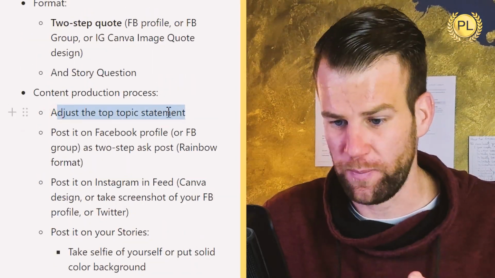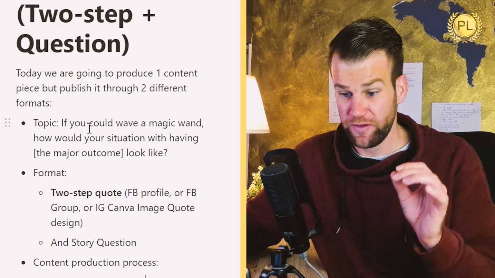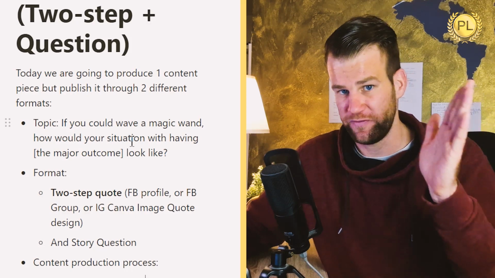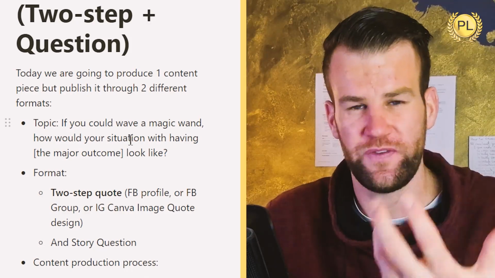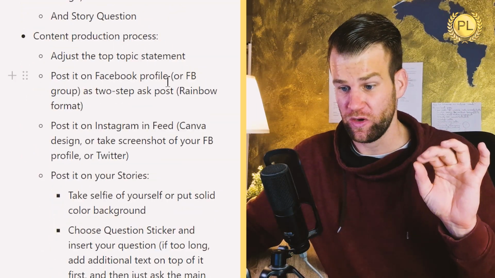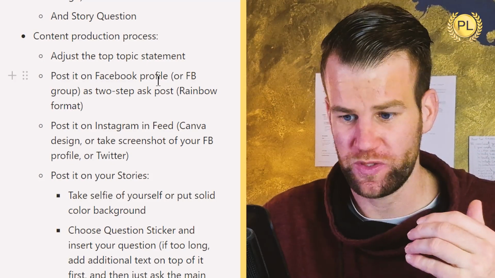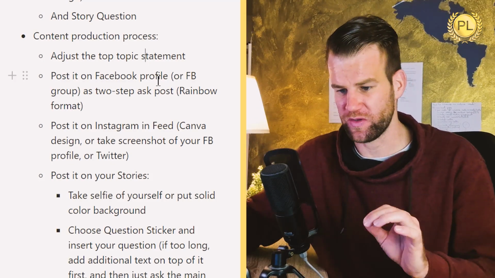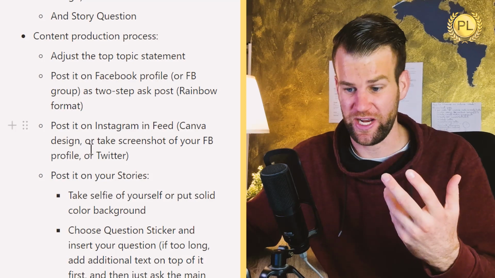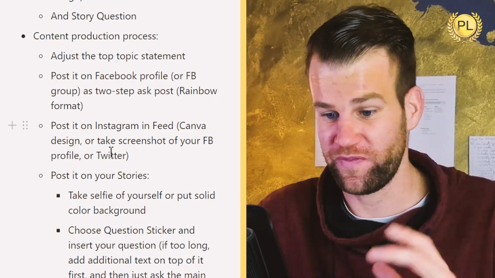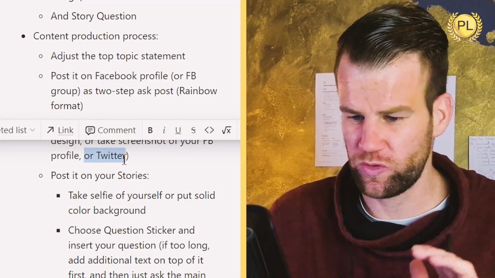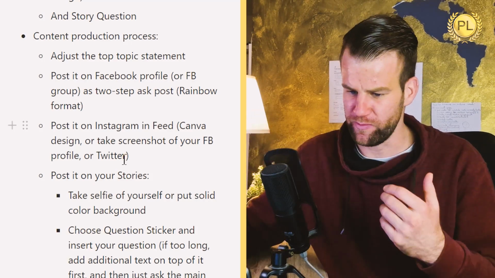First of all, adjust the top topic statement. For example, if you could wave a magic wand, how would your situation of being fit, for example, if you just lost weight, look like? How would you feel? That's the question point. You're gonna post this on your Facebook profile or Facebook group as kind of a two-step ask post in a rainbow format, which I'm gonna show you right now as well how to do it. You're gonna post it then also on Instagram in feed as a Canva design, or you're gonna take a screenshot of your Facebook profile quote that you just published, or a Twitter one. Hopefully this is not too advanced for you. I will show you what I mean by all of this.